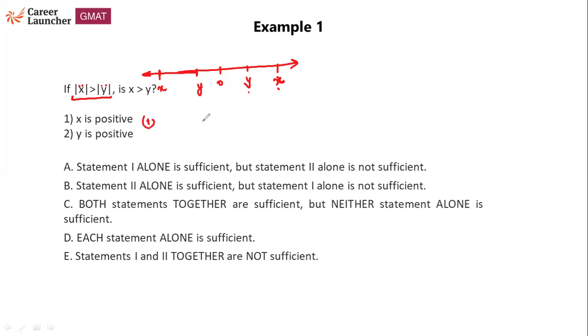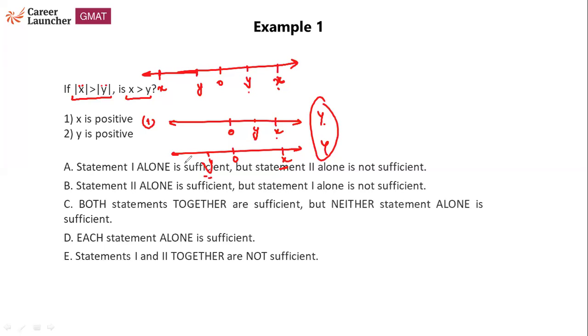And similarly, the first statement gives x is positive. We have x positive, but what about y? y could be positive, y could be negative. Then answer the question. The question was, is x greater than y? Yes. Why? Because x is positive, y is negative. Are we getting a definite yes as an answer? Yes. Therefore, the first statement is sufficient.